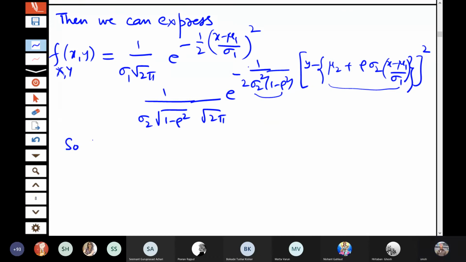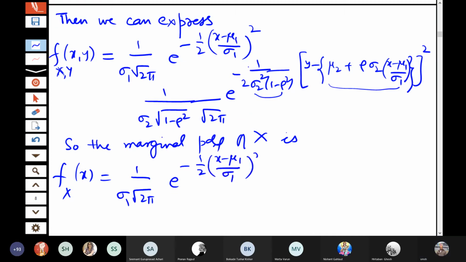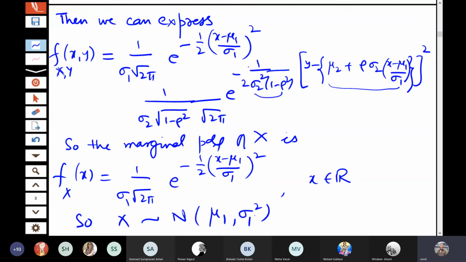So the marginal PDF of x is nothing but the first term that is here. So what you have proved is that the marginal distribution of x is normal with mean mu1 and variance sigma 1 square here. Is that okay?